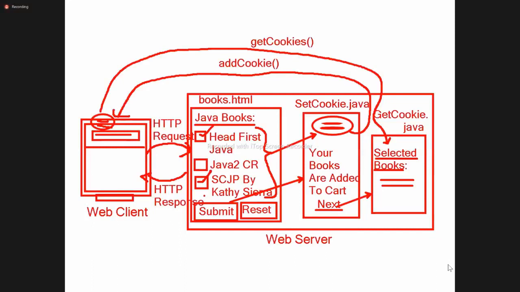Now, this is our task. First of all, from the browser window, we send a request to books.html. This page comes. You select the books. When you click on the submit button, whatever you selected is received and that information is stored in browser memory, and the message 'your books are added to cart' appears. If you click the next hyperlink, the GetCookie.java program is executed and retrieves the books from the client system. This type of HTML and servlets, n number you can write.